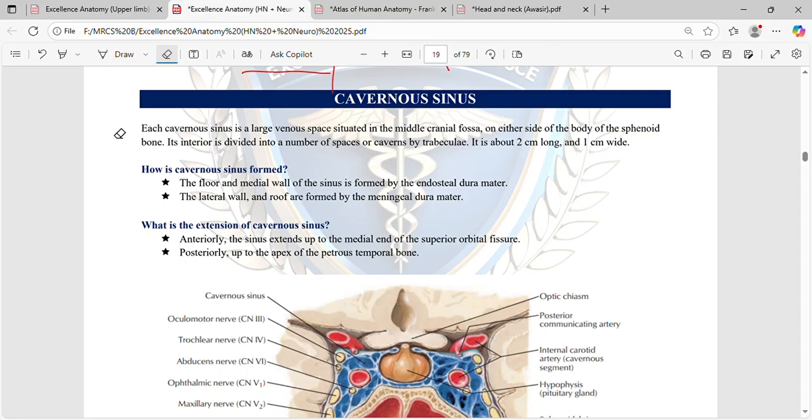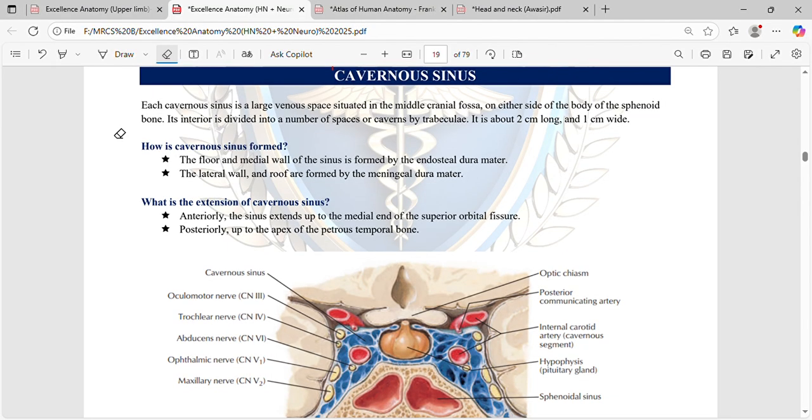Each cavernous sinus is a large venous space situated in the middle cranial fossa on either side of the body of the sphenoid bone. Its interior is divided into a number of spaces or caverns by trabeculae. So it's a rich network of venous sinuses. It is about 2 centimeters long and 1 centimeter wide, and as you know, sinuses are actually spaces between the two layers of the dura mater. So it's a kind of modification of the dura.